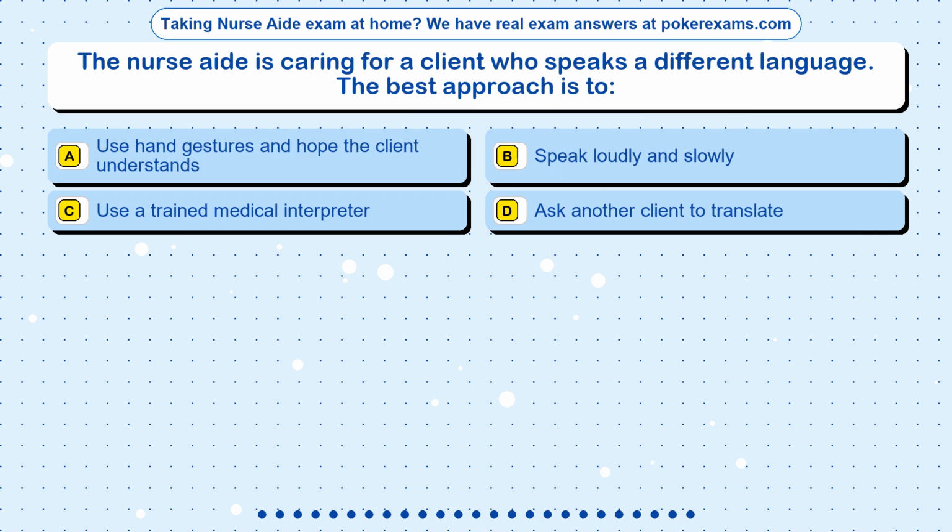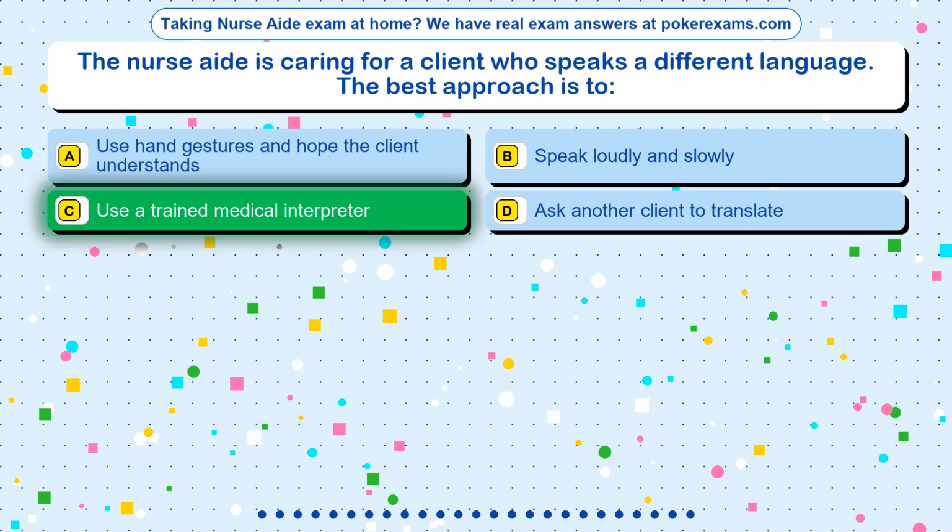Question 17. The nurse aide is caring for a client who speaks a different language. The best approach is to: option A, use hand gestures and hope the client understands. Option B, speak loudly and slowly. Option C, use a trained medical interpreter. Option D, ask another client to translate.